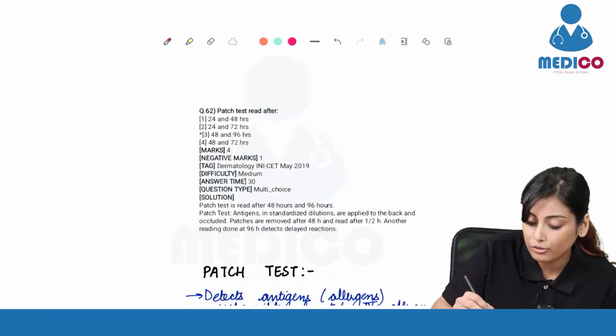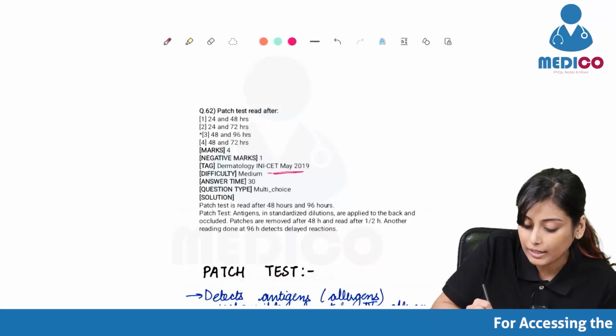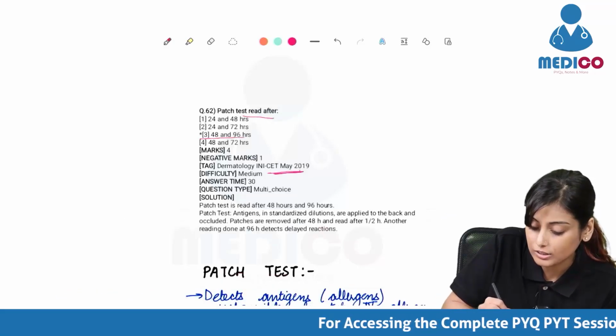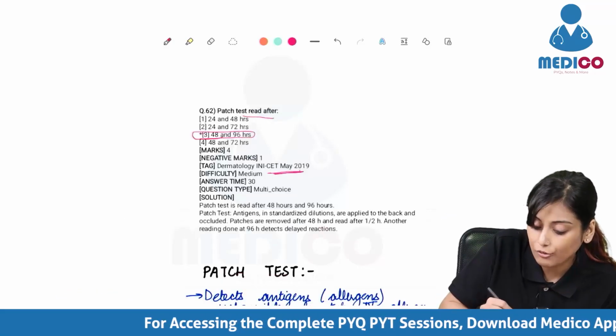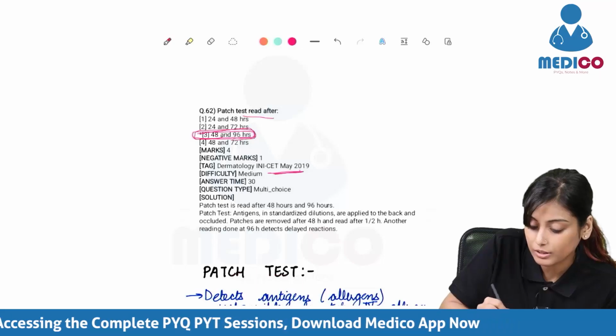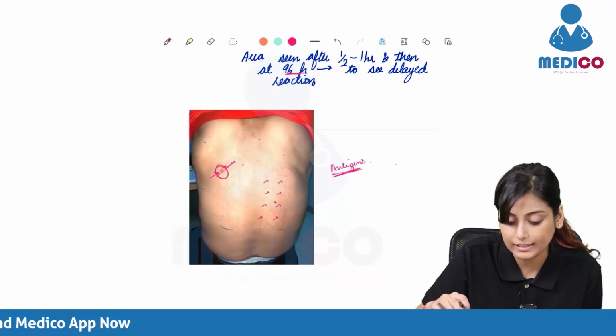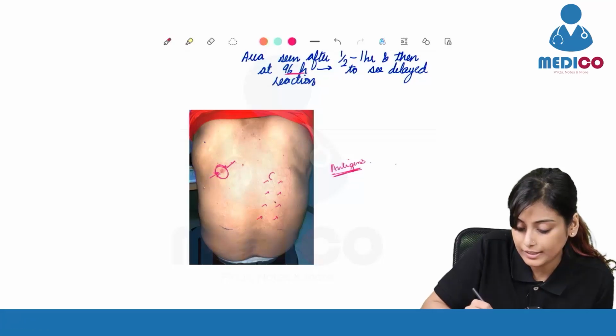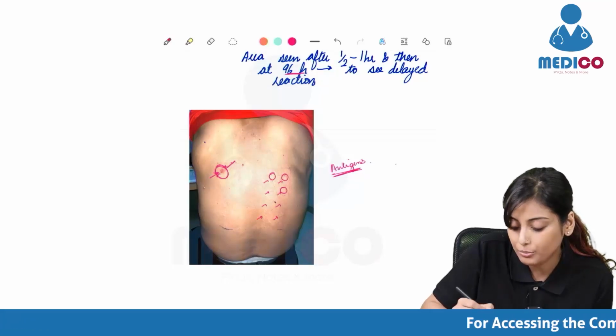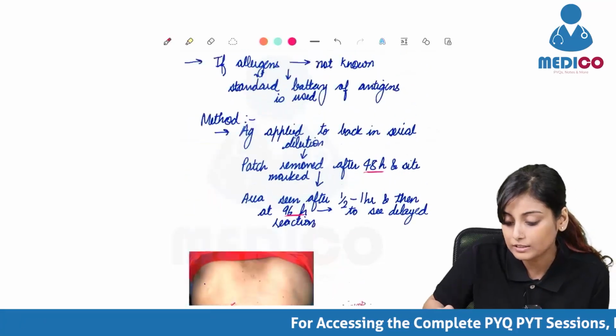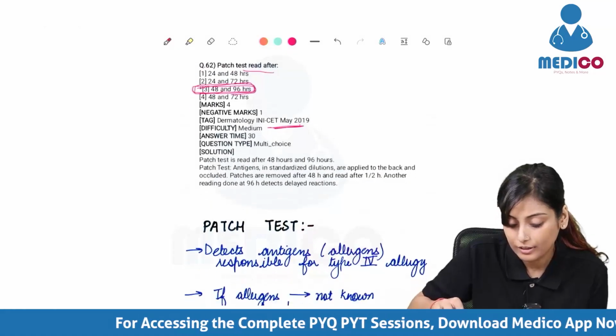One of the questions that came in INI-CET 2019 was: patch test is read after? This is a completely fact-based question. The answer is 48 to 96 hours, and this is something that you have to remember. This is what patch test basically is. You will apply antigens, tape them on, then remove them and see them after 48 hours, and you will also see them after 96 hours.